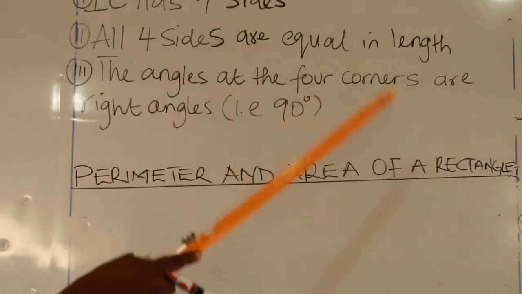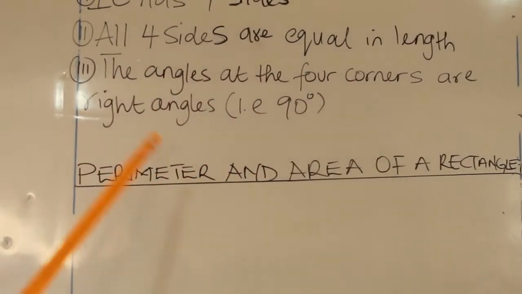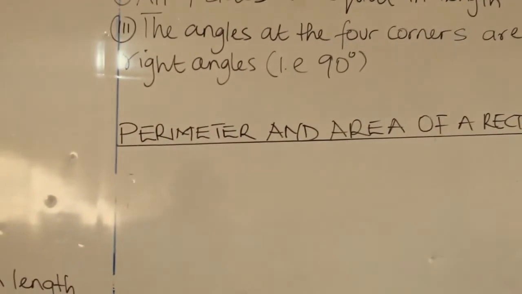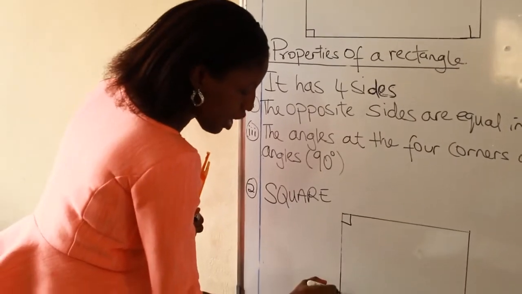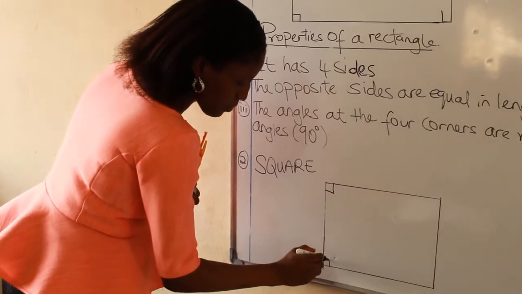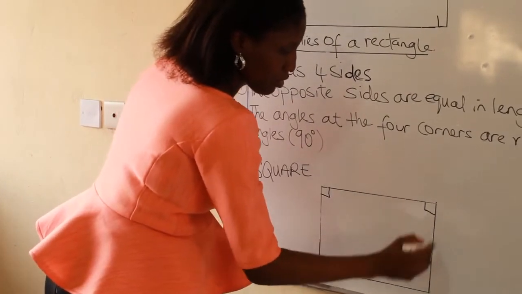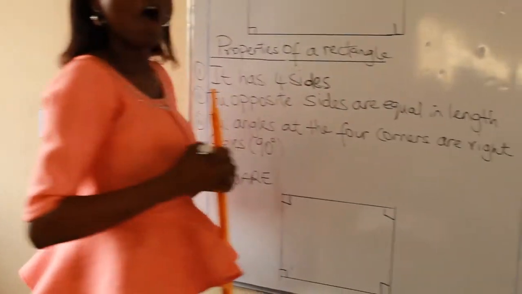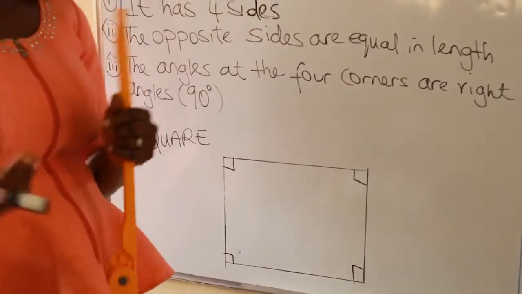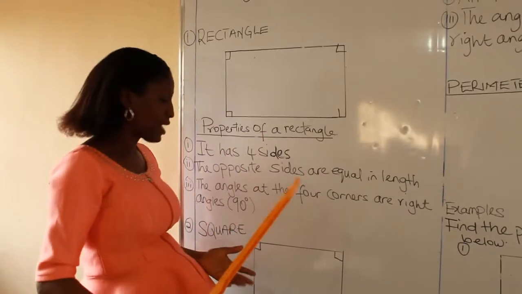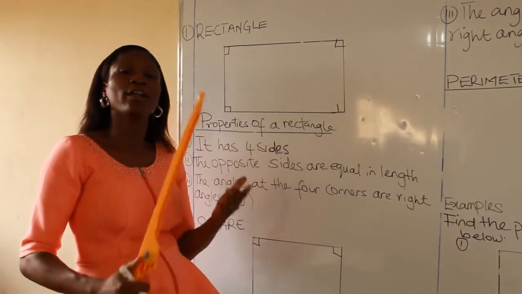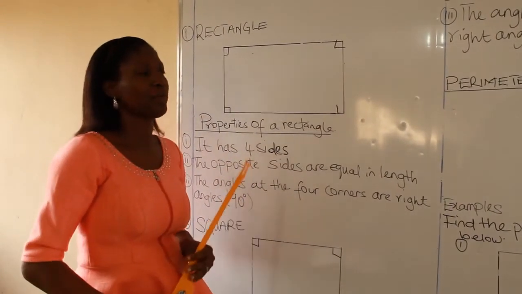3. The angles at the 4 corners of a square are right angles. So the angles at the corners of a square are right angles, and they have 90 degrees.